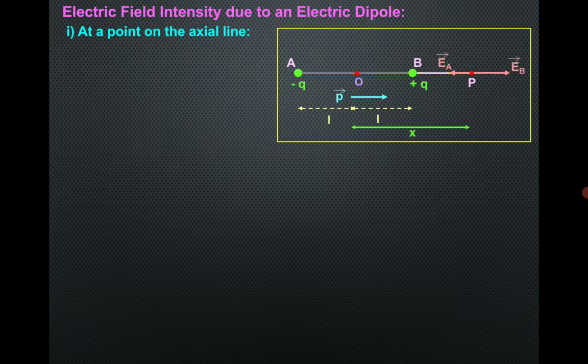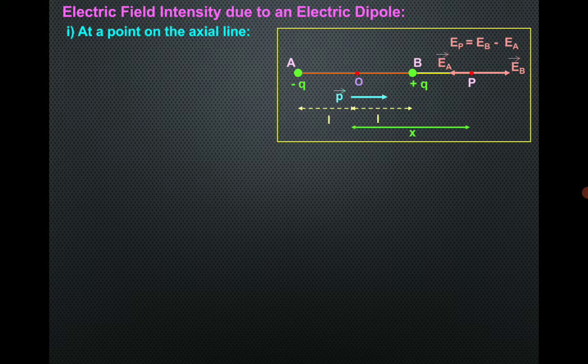Now, the electric field due to the charge at A, the negative charge, will be in the inward direction. You can see EA towards left, EB towards right. Because of the positive charge, the repulsion will be there on the test charge, or we can say due to the positive charge the electric field lines are radially outward, so that's why EB is towards left and EA is towards right, radially inward and radially outward.